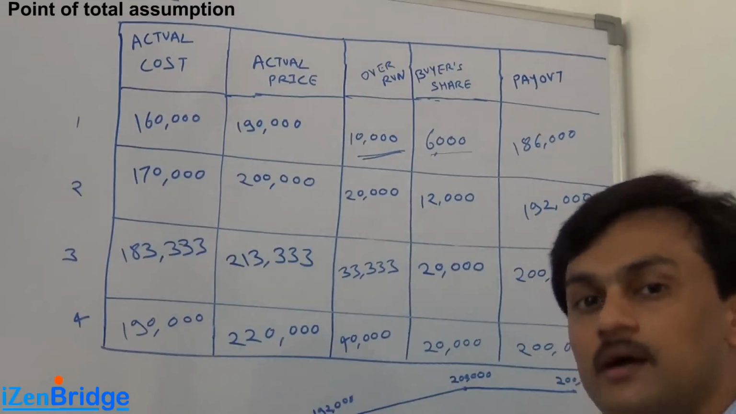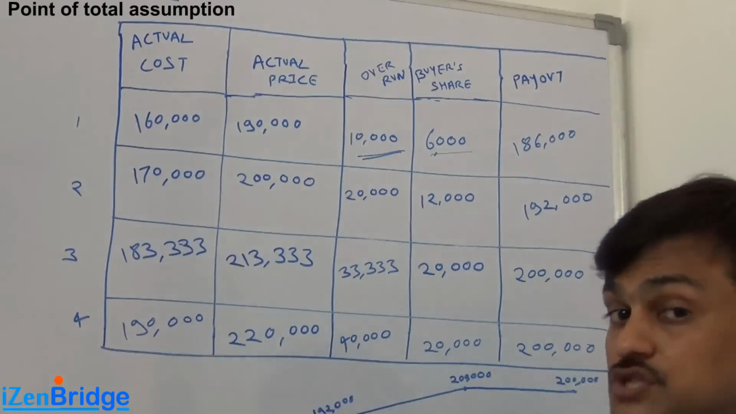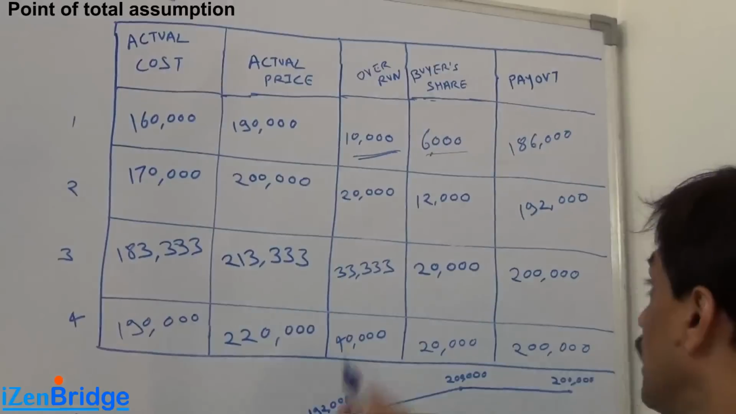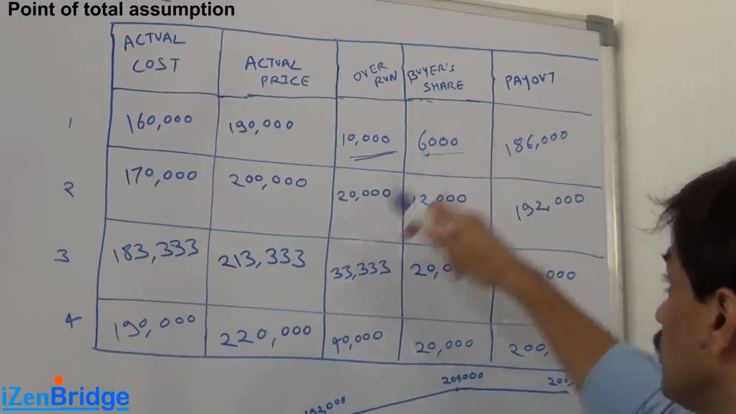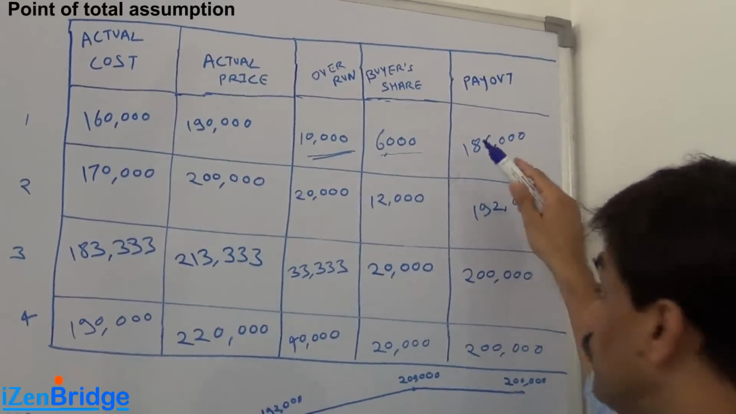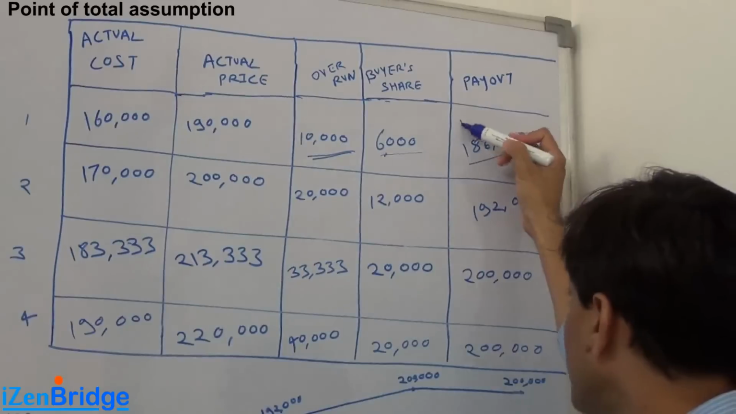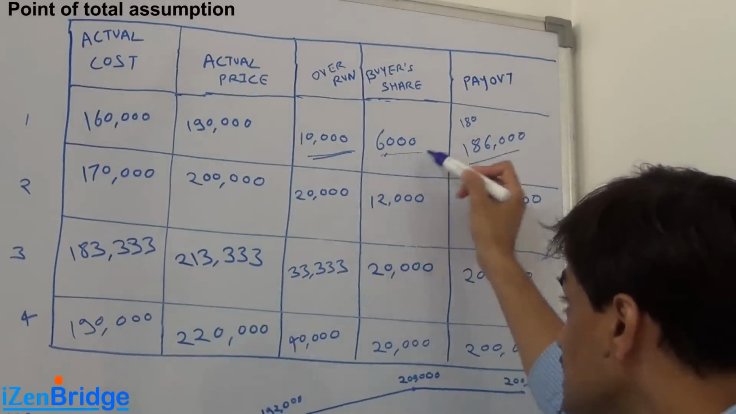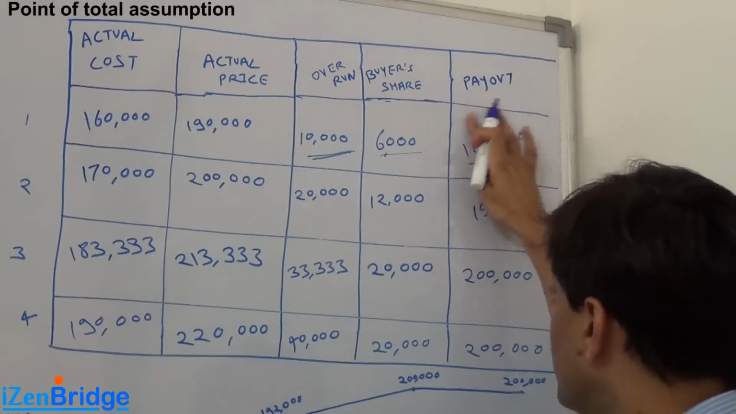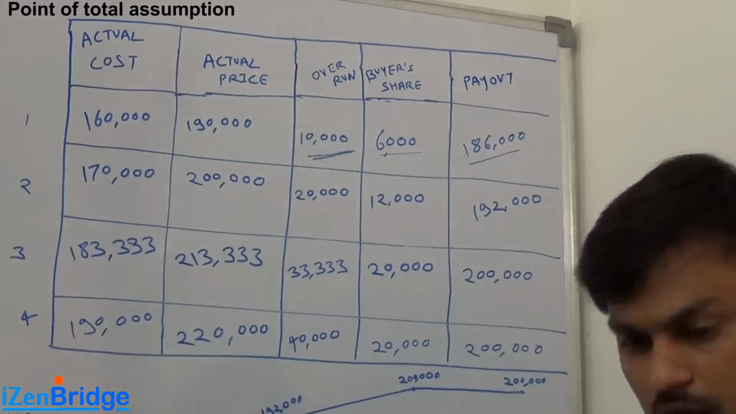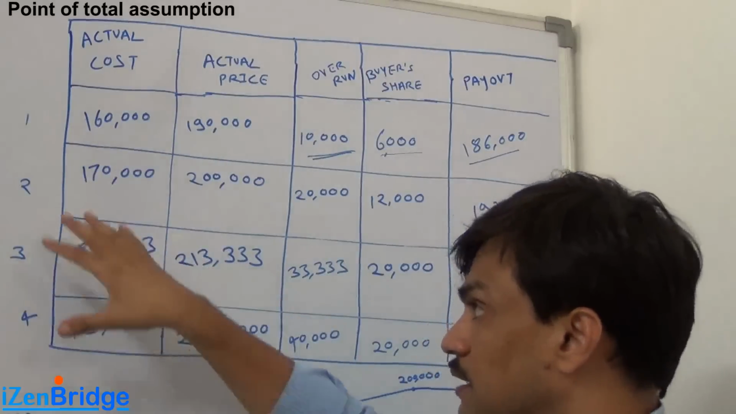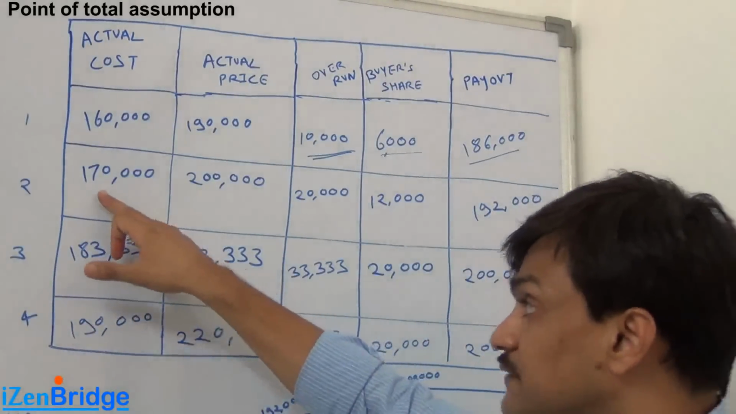How will you absorb? Indirectly, your profit margin, which was 30,000 initially, will shrink to 26,000. So now the payout from the buyer would be 186,000. From where did this 186 come? 180 was the target price plus 6,000 as a cost overrun. So this made it 186,000. That was scenario 1.